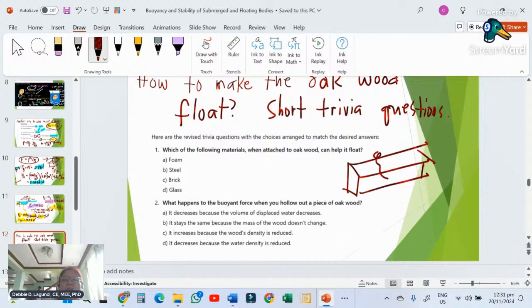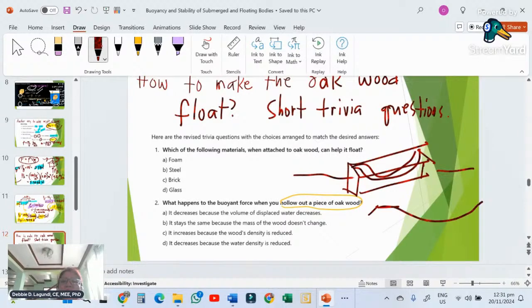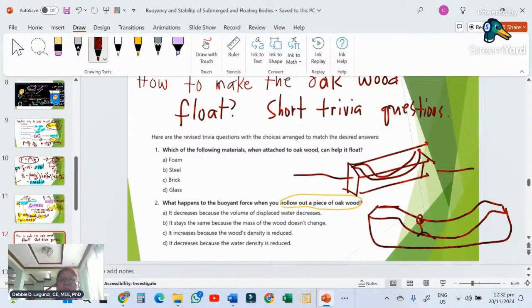This is sinking. Why? Because the buoyant force is not enough to lift it up, because the body is dense. What do you do? It says here, you're going to hollow it out. What does it mean? You're going to cut some portions. So how does it look after? Maybe it looks like this. There, and then you can sit here already.